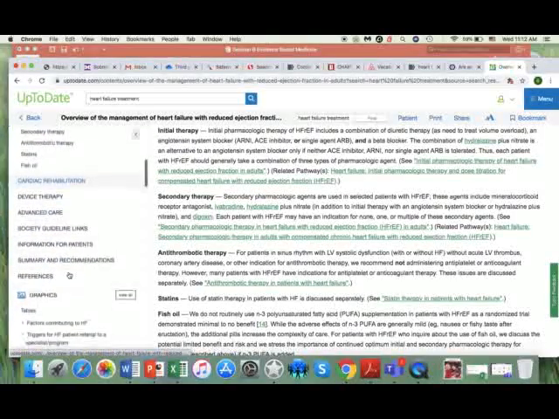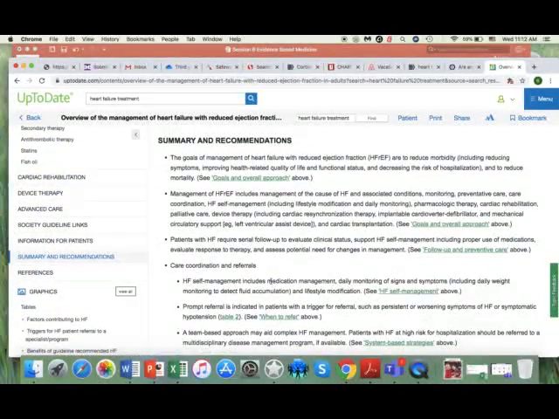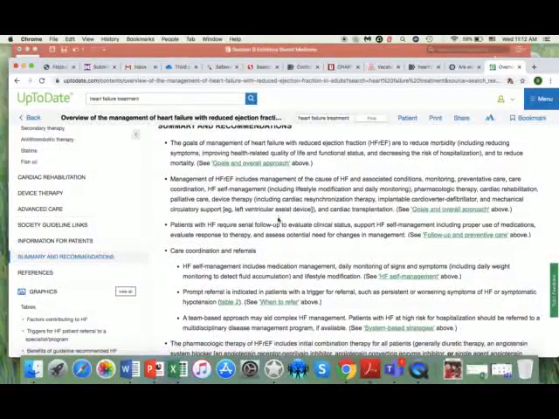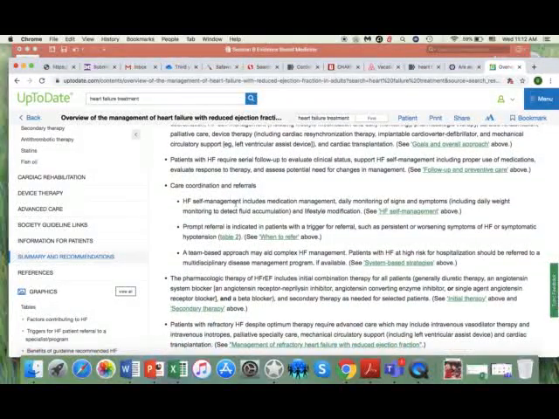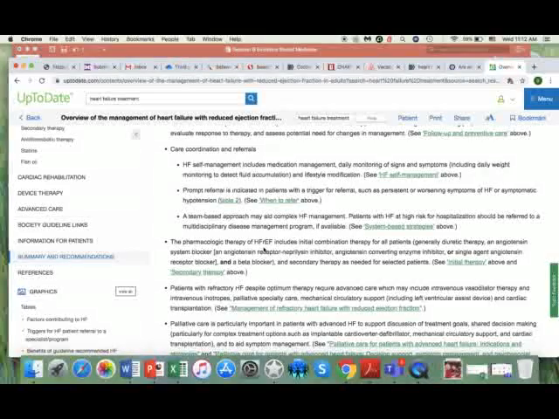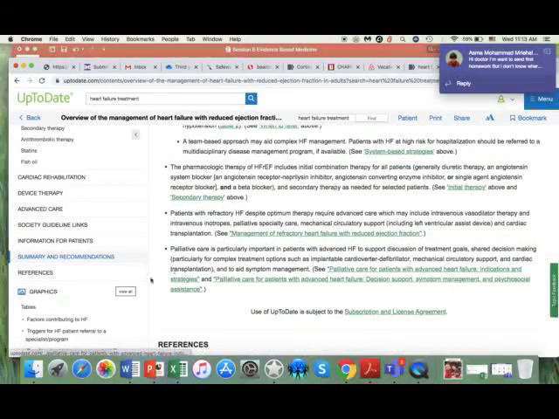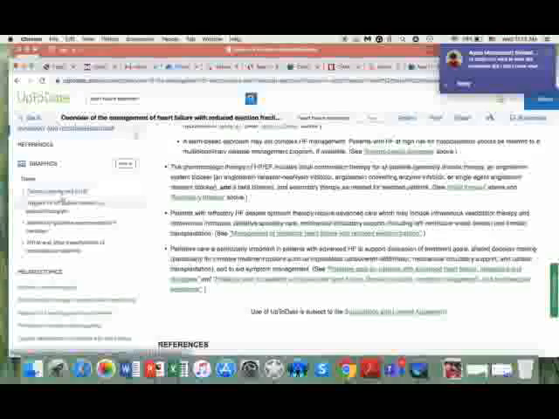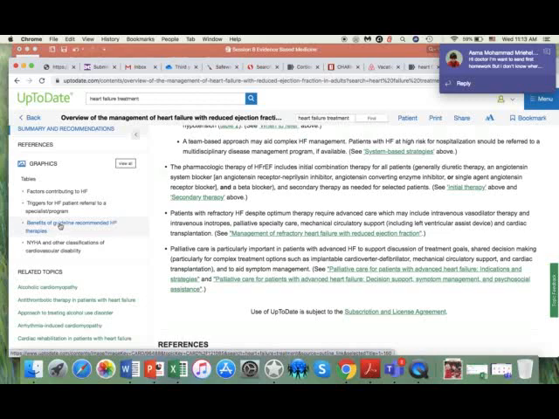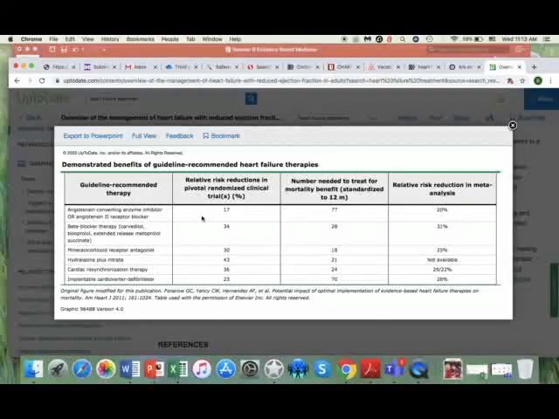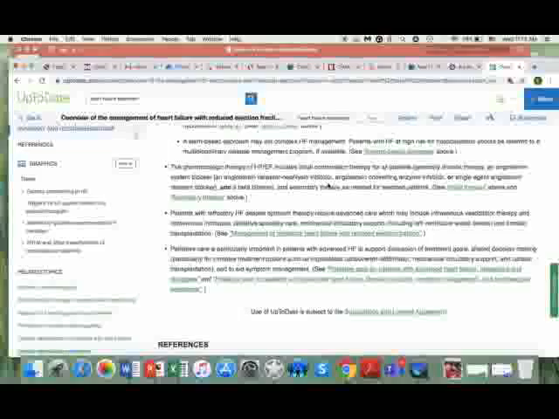If I want an even more summarized version, I can just read the summary of recommendations. And so I can look at who I need to refer them to, what I would normally give them, what the first line agent is. There are even different tables that I can use. I really, really like it because it brings all the evidence into one area.